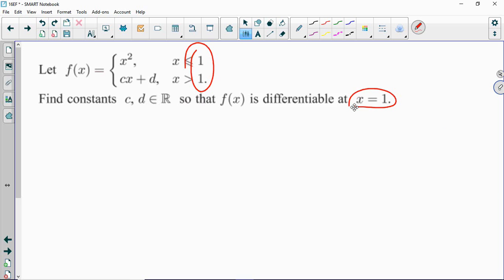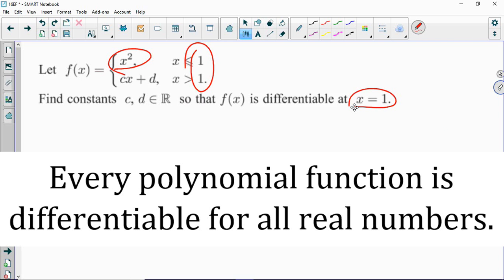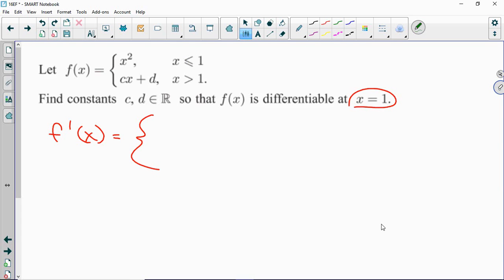Trust me, it's differentiable at every value to the left of 1 because x squared is differentiable. I know that because I know x squared is a smooth curve. It's also going to be differentiable every place to the right of 1 because cx plus d is a line, and a line is going to be differentiable everywhere. But the question now is, is it differentiable at that boundary point at x equals 1?